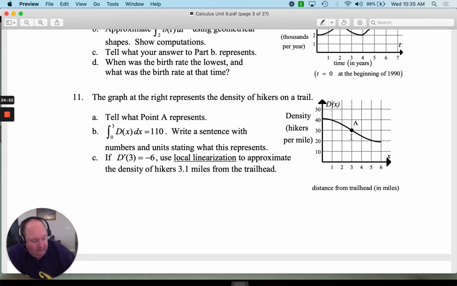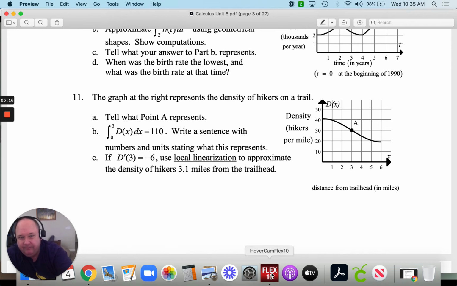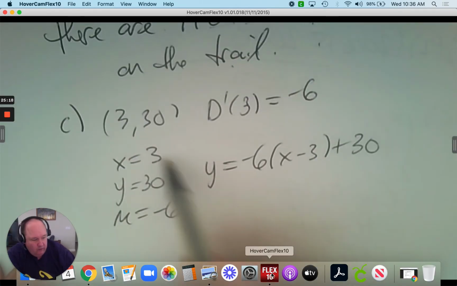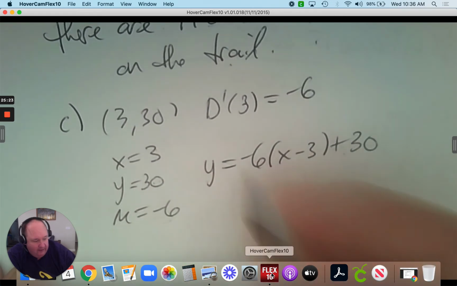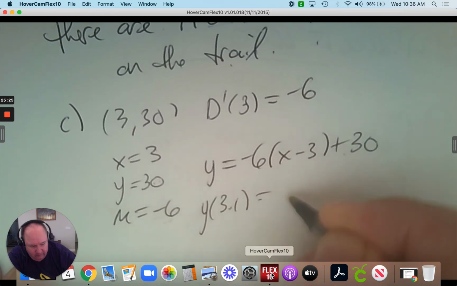So in other words, your x is 3, your y is 30, and you're given the derivative. So the slope is -6. It gives you the slope. So the equation of the tangent line would be -6 times (x minus 3) plus 30. So this is what it would look like. So 3 and 30, that's x and y. The slope is given, -6. And then plug in 3.1 for your answer.